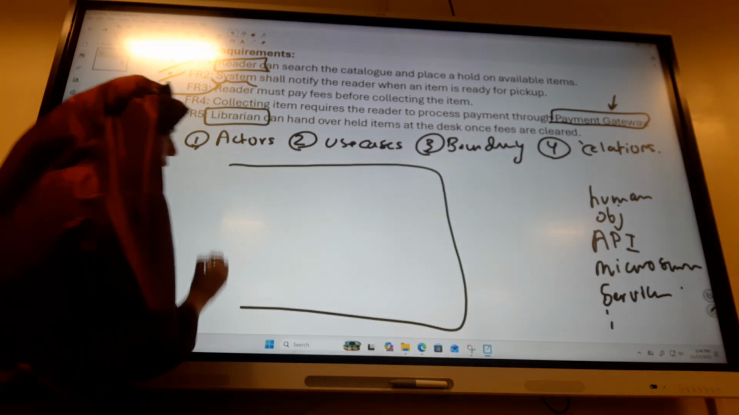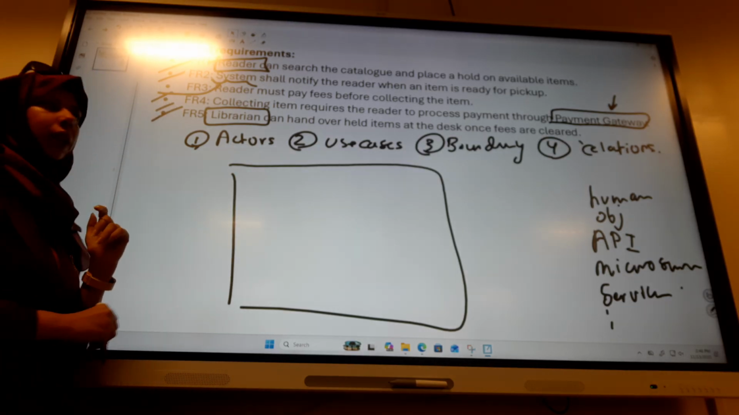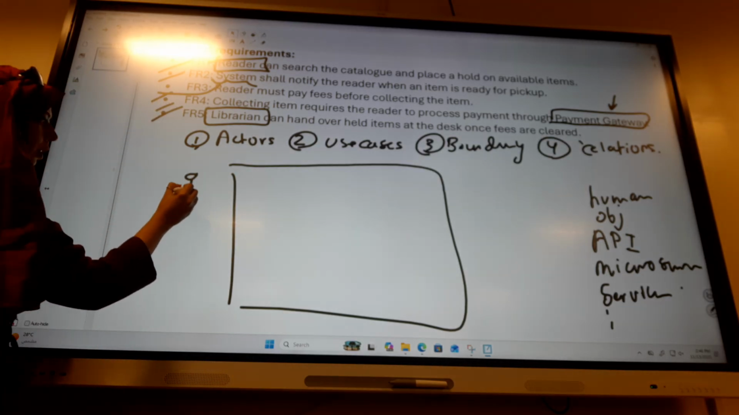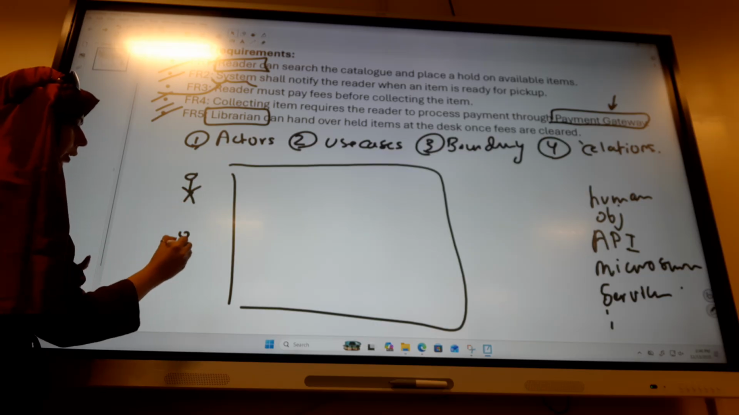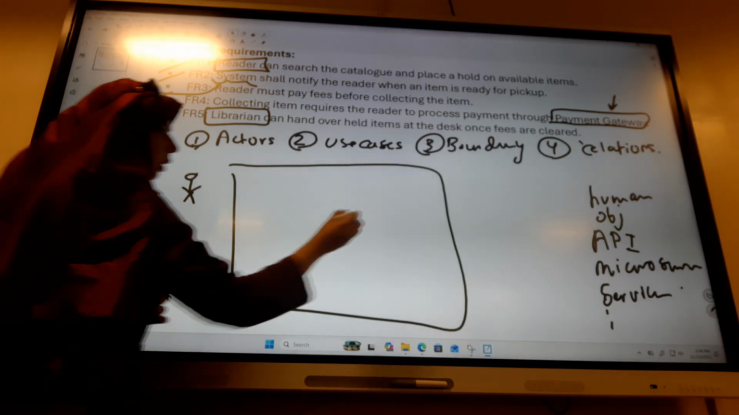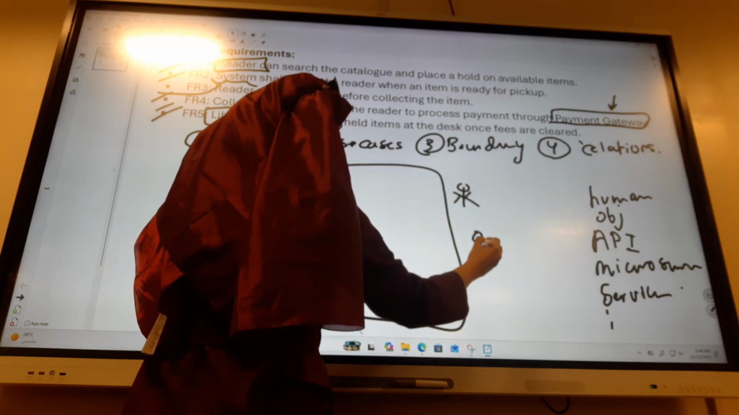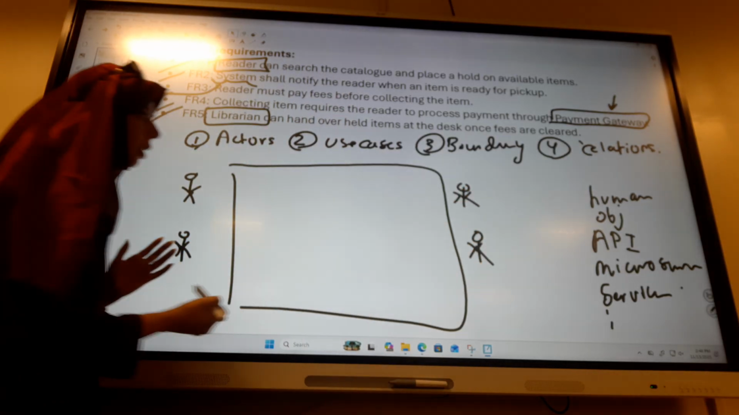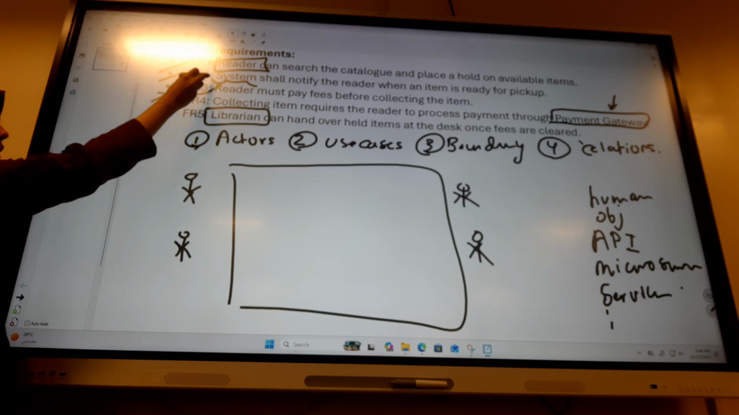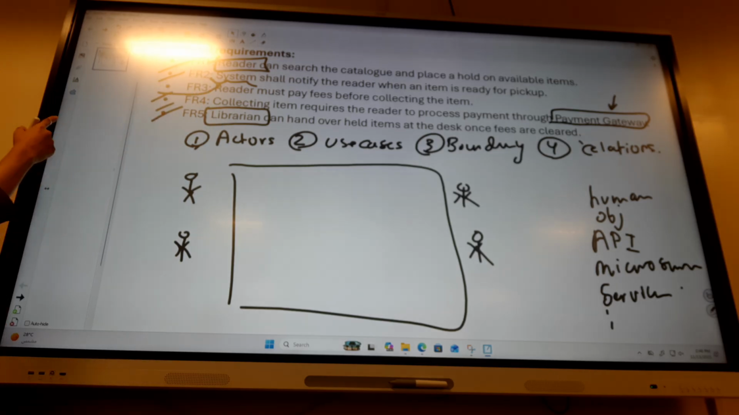We start with the boundary of our system, right? We define our own actors. Again, I will count up to 3 actors. You don't have to make it 4 actors. So the system is optional. Whoever did not put the system, this is optional.